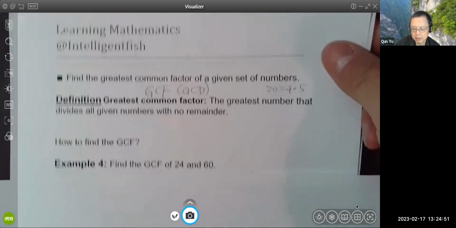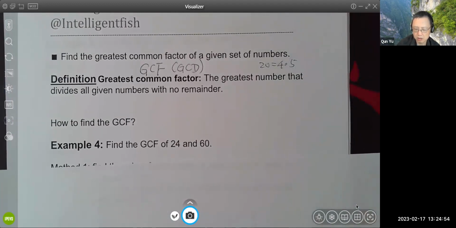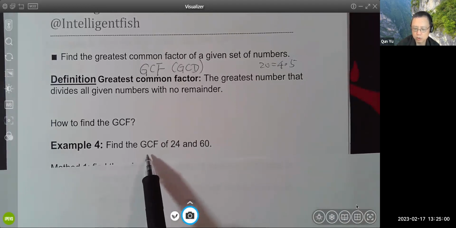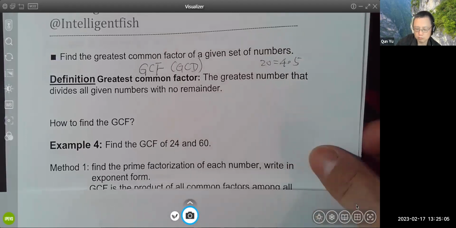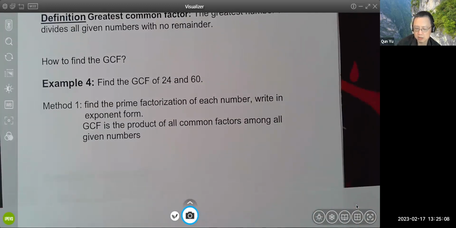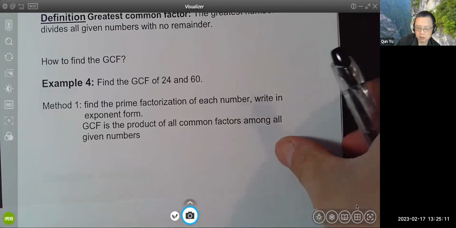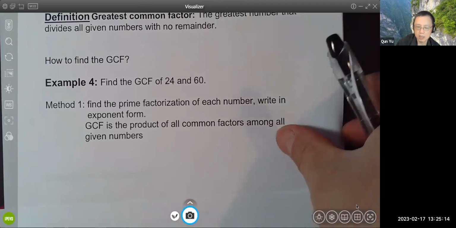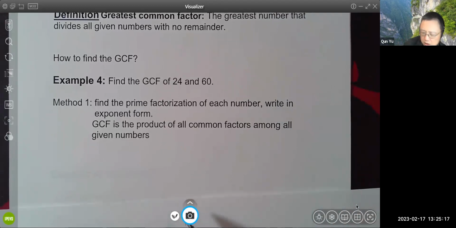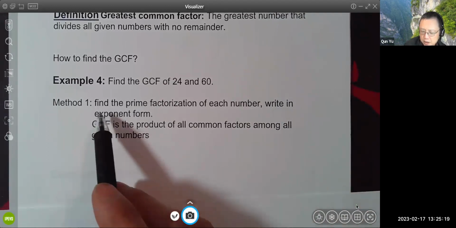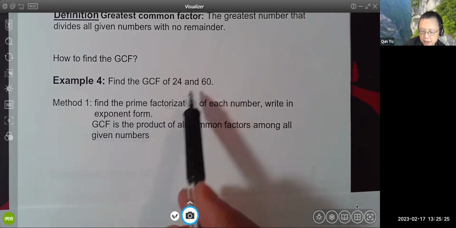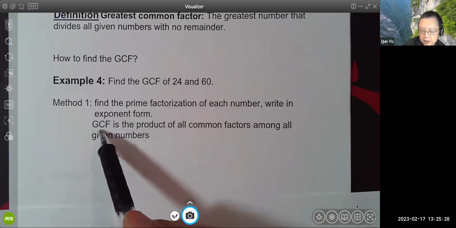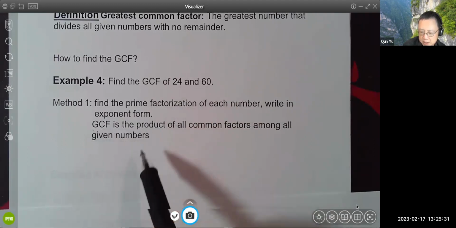Now, how do we actually find the greatest common factor? Let's use 2 examples to illustrate this process. First, let's find the greatest common factor of 24 and 60. And I have 2 methods to show you how to do that. You don't need to do both of these methods. You just need to make sure you know at least one method to be able to do this factoring. Now, the first method is that you want to find the prime factorization of each number. And then afterwards we can easily find the greatest common factor of the given numbers.